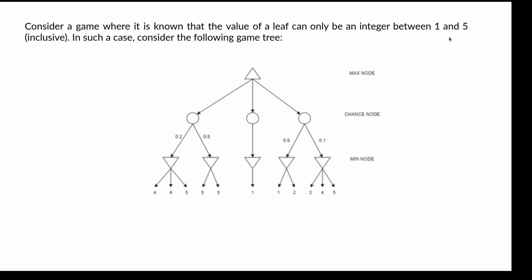Okay. So it is asking what is the value of what? This is a game where it is known that the value of a leaf node can only be an integer between 1 to 5. You have the information that all the leaf nodes are between 1 to 5, and that too inclusive. 1 can be there, 5 can be there. In such a case, consider the following tree.